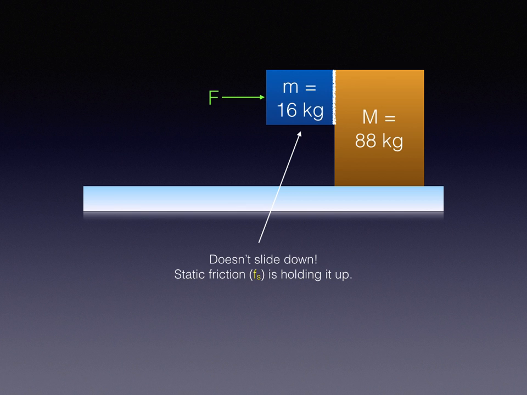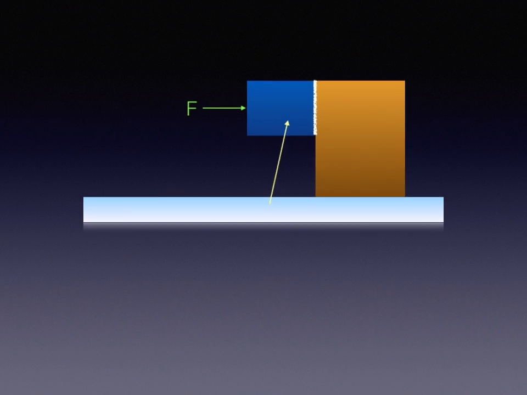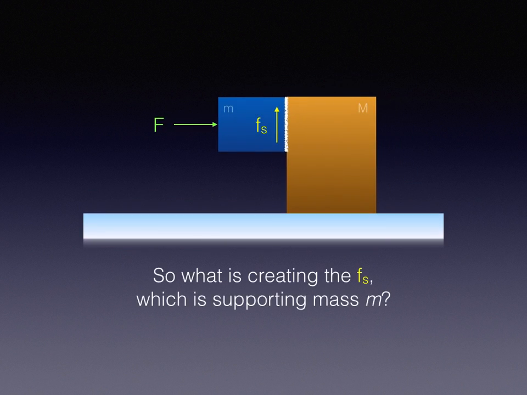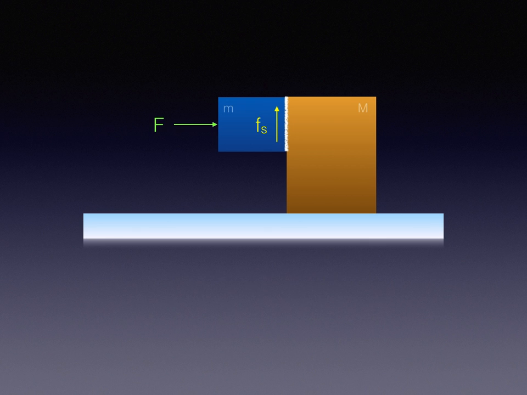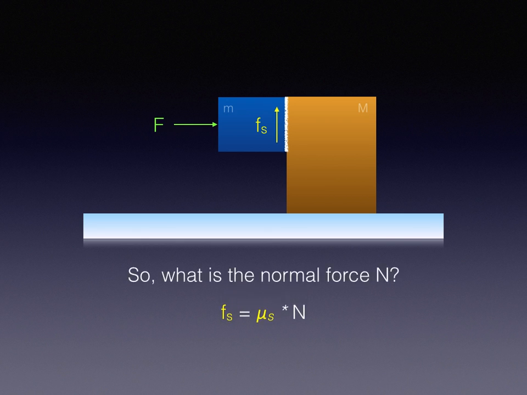All right, so the question is, what is creating that static friction force, which is supporting the mass m, or our lowercase m? What is creating that static friction force right there? Well, we know by our definition of static friction force that static friction is the coefficient of static friction times the normal force, right? We know this from our notes. All right, well, what is that normal force?